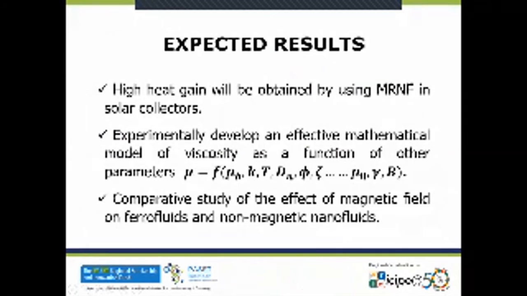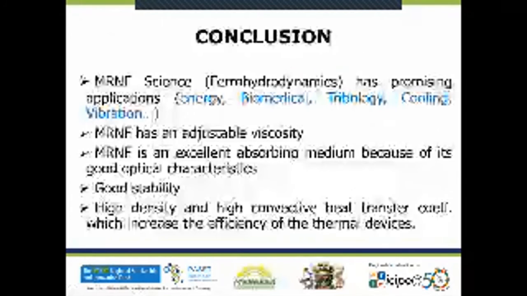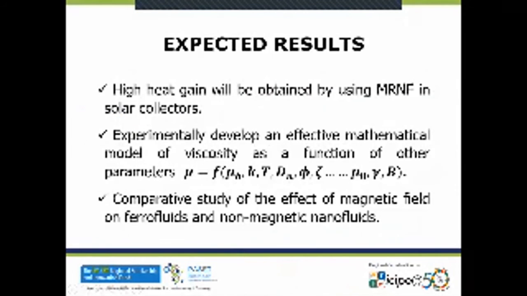Expected results. Since I didn't get the time, or I have not yet started my lab, I don't have graphs. But as soon as I start my research in the lab, I will draw these graphs. So the expected result is high heat gain by using mRNF in solar collectors, because when you increase the thermal conductivity, automatically it will increase the heat gain.